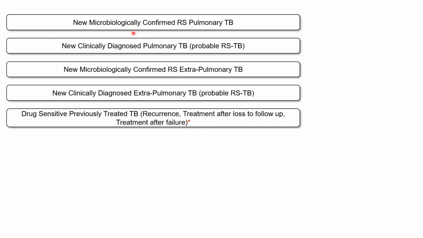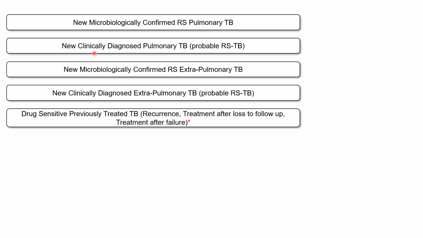First, new microbiologically confirmed rifampicin sensitive pulmonary TB. That means the patient is a case of pulmonary TB. He is not drug resistant. The patient is rifampicin sensitive. He is microbiologically confirmed, that means by NAT or acid fast bacilli, and it is a new case. That means taken ATT for less than 1 month or not taken at all.